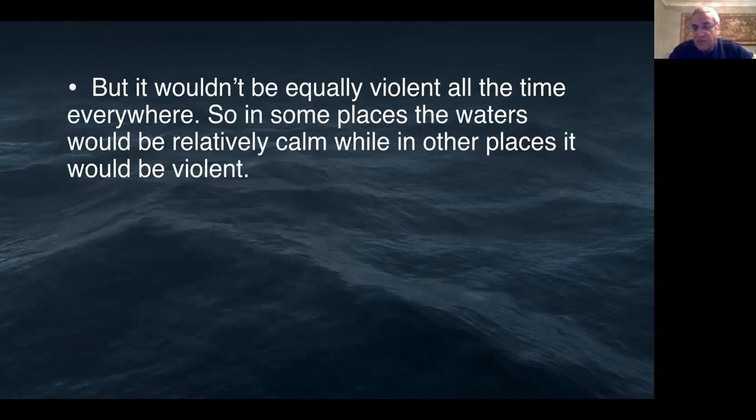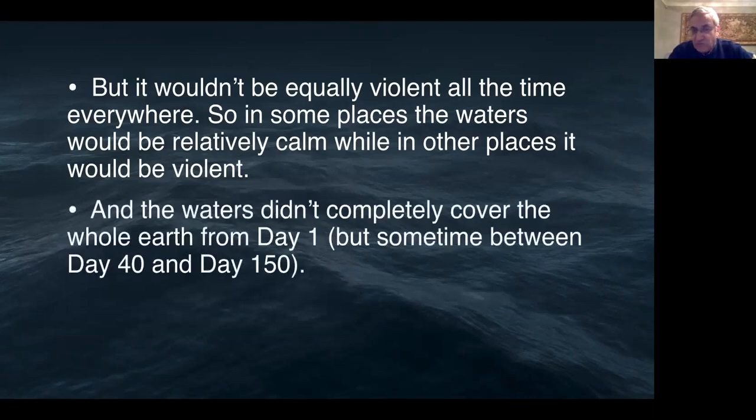But the violence of the flood was not equal in all parts of the earth. There were areas which were quiet and areas which were really volcanic. So it's a mixture of all of these things happening together. And the water completely covered the earth, not on day 1, but from day 40 to day 150. It's very interesting to understand these things, because that will allow us to understand what happened on the earth.